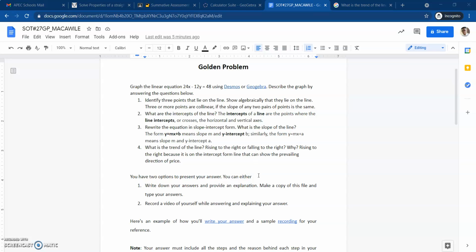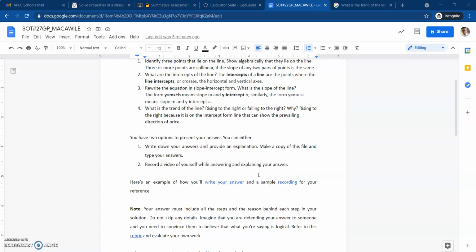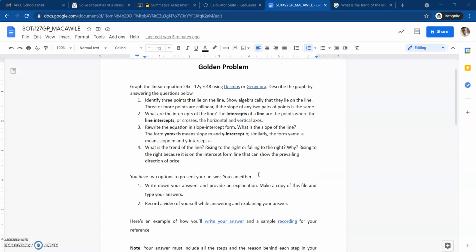Okay? What is the trend of the line? Is it rising to the right or falling to the right? Why? Rising to the right, because it is in slope-intercept form, which can show the direction of the line. Here is the problem. Graph the linear equation using any of these online tools. So I use GeoGebra.